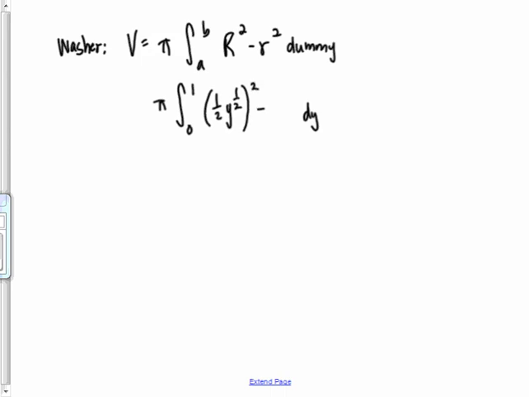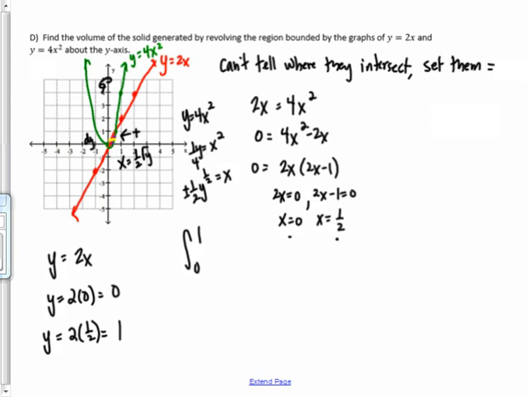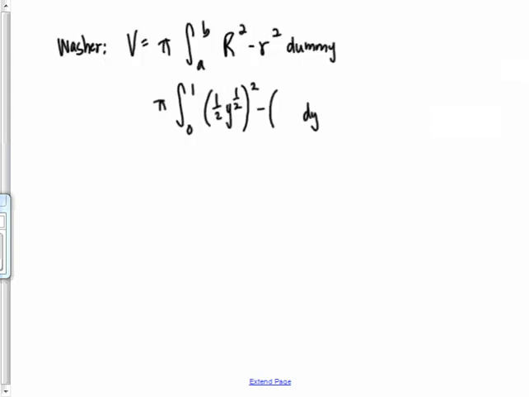All right, and then let's look at the left end. The left end is going to be the red one, and that is y equals 2x. But again, I can't stick in that. I have to solve it for x, so x equals 1/2 y is what I would plug in. So that's what I've got, and if you worked it out, when you square it, squaring 1/2 gives me 1/4, and squaring the square root of y just gives me y, and squaring this, I get 1/4 y squared, dy.